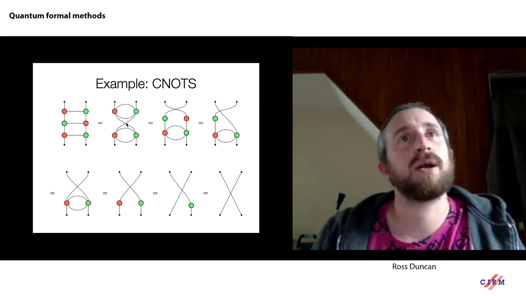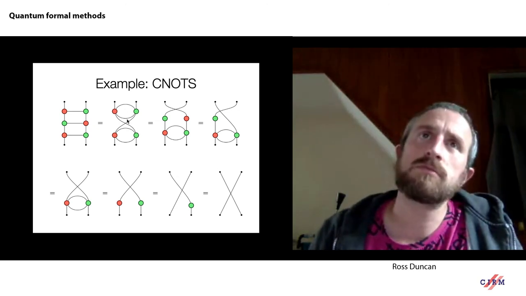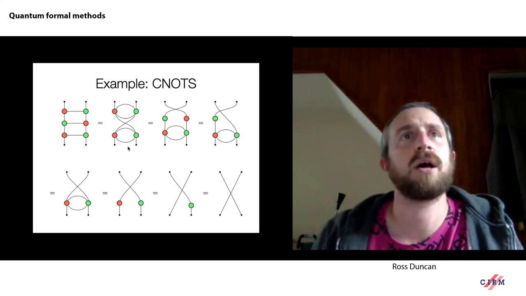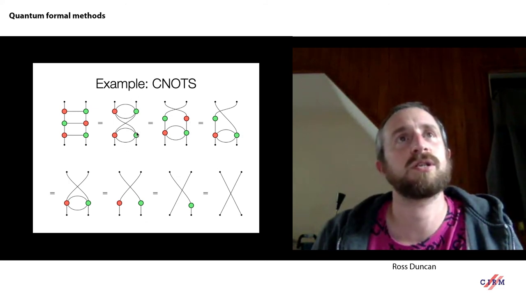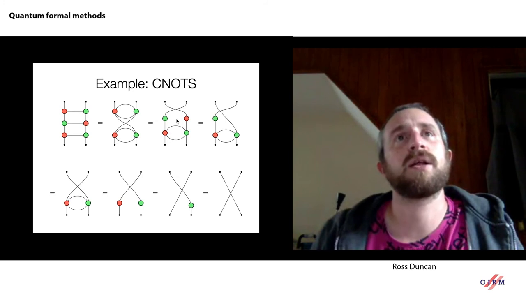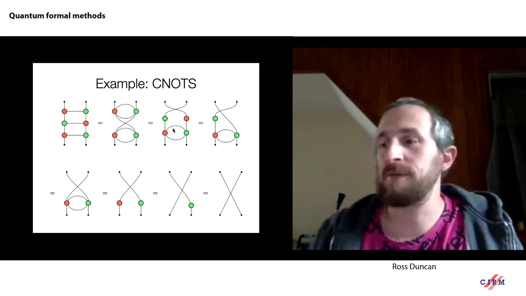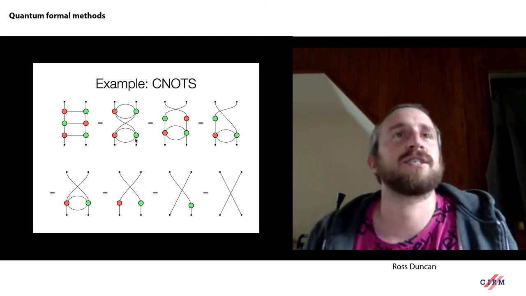And now you see I've got two parallel edges, so they can be cancelled. I've just pushed this twist through. Sorry, I should have said that. Let me try and describe the proof in the order it's actually done here.